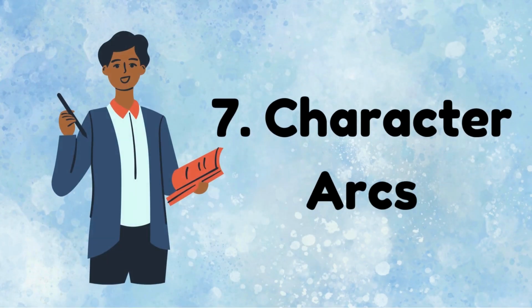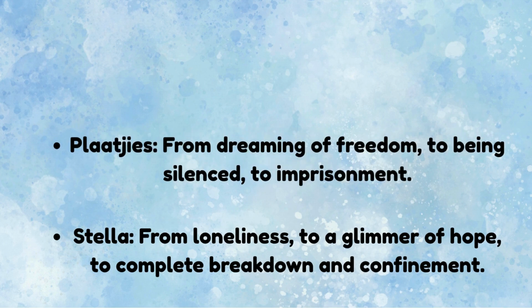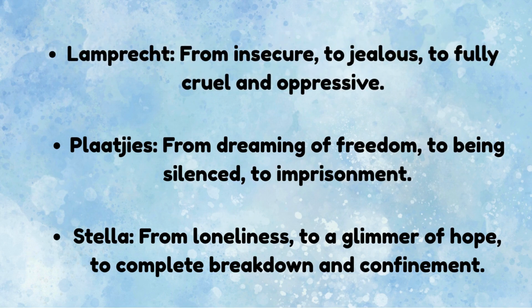Number 7. Character arcs. The characters follow tragic journeys. Stella, from loneliness to a glimmer of hope to complete breakdown and confinement. Plachis, from dreaming of freedom to being silenced to imprisonment. Lamprecht, from insecure to jealous to fully cruel and oppressive. By the end, each character is trapped.